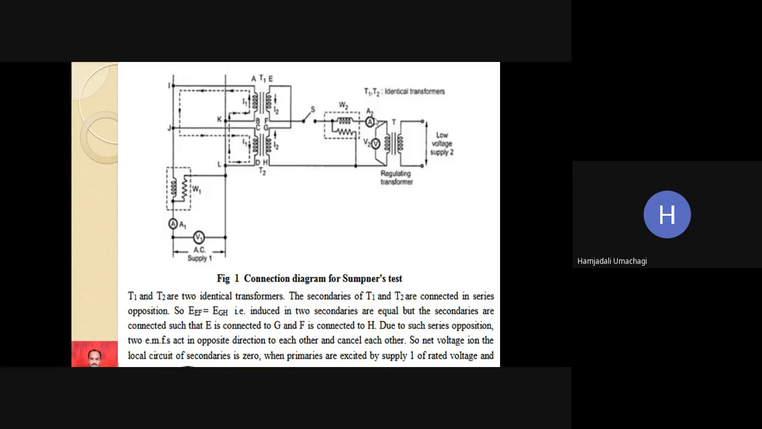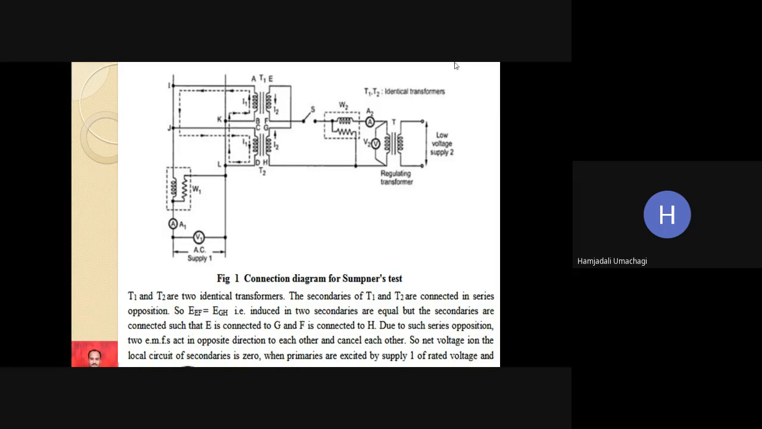Current will start to flow from this end, and here we are connecting one low voltage regulating transformer. Low voltage, because we know that for the short circuit test the condition is we should apply rated current, but to get that rated current only a small amount of voltage is sufficient. So our short circuit test is a reduced voltage test where a small amount of voltage is sufficient to allow rated current to the secondaries of the two transformers.